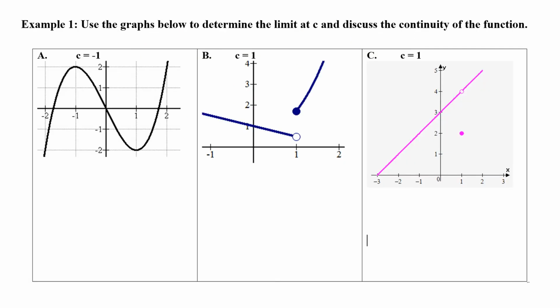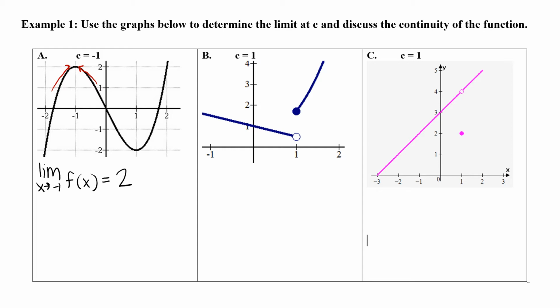In example 1, we want to use the graphs below to determine the limit at each given c value and then discuss the continuity of the function. So for the first one, for letter A, we want to find the limit as x goes to c equals -1 of this function. Remember, to find the limit, we want to look at what our function is approaching from both sides of the x values, so looking from the left and from the right, from both sides, our function is approaching the value of 2.